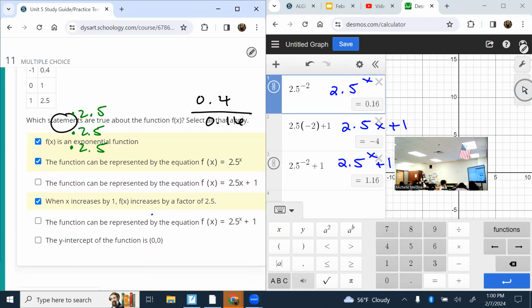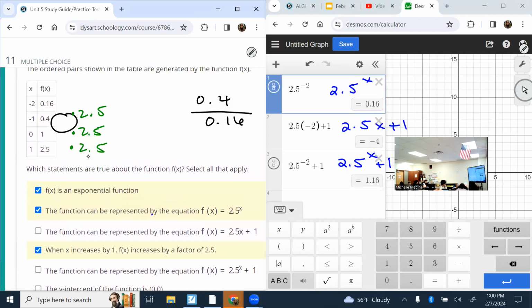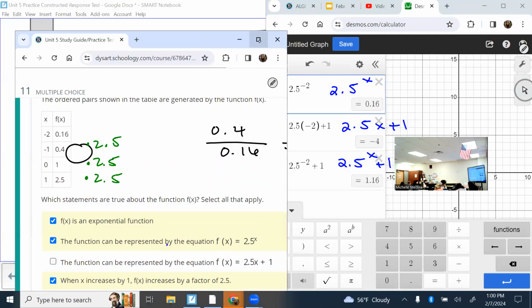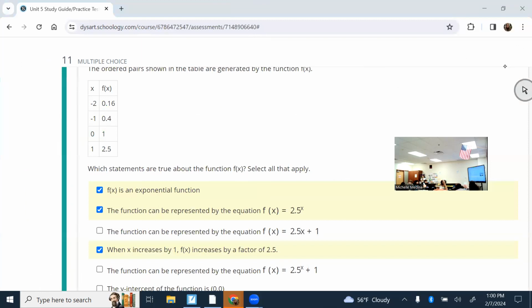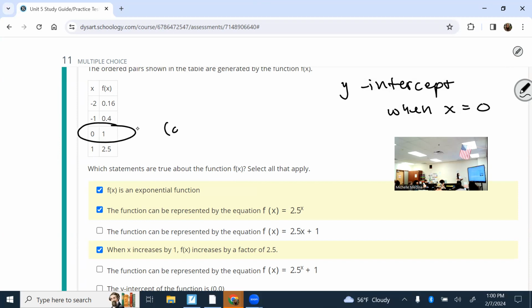Is there anything else? Oh, y-intercept. How can I tell what my y-intercept is from a table? Riley? So by definition, your y-intercept is when x is 0. If you didn't know that, please start knowing that. It'll make your life easier. So if they give you a table with x already there, then this is my y-intercept. My y-intercept is 0, 1, not 0, 0.